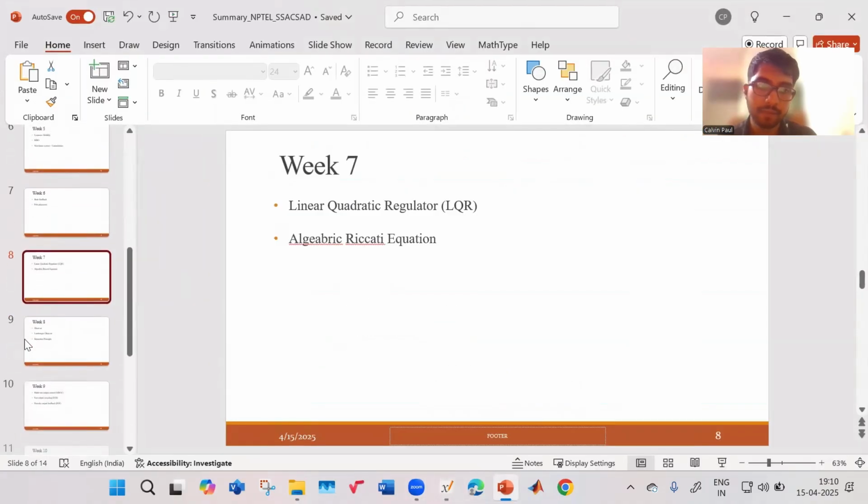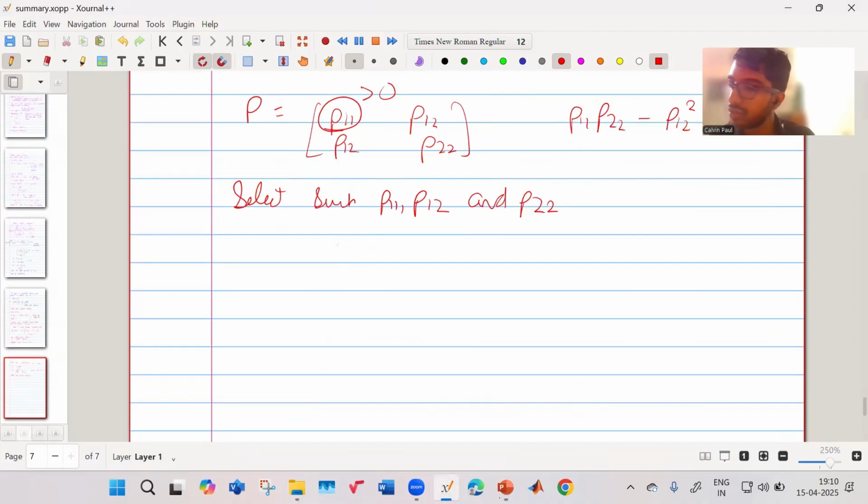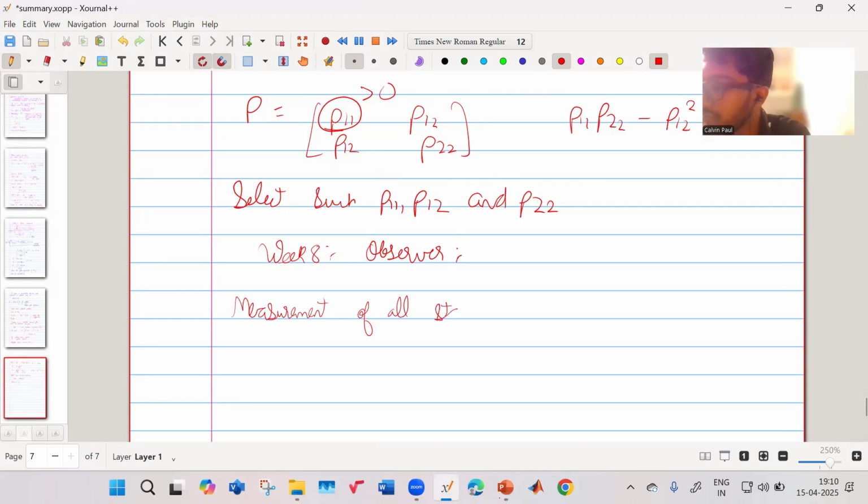Next, we will go to week 8. We are going to what is known as an observer. We did all this analysis and we have seen that state feedback is very good for us. That is, we can do arbitrary pole placement. We can use the concept of LQR, and suitably shape the system response, reduce the deviation of the states, and properly control the control input. But what is required is that you need to observe all states. Measurement of all states of the system is not practically feasible.